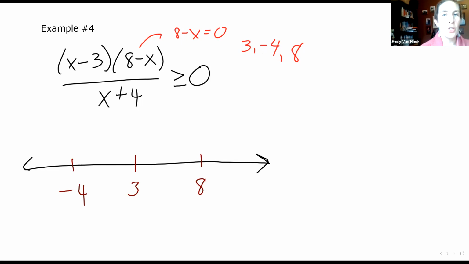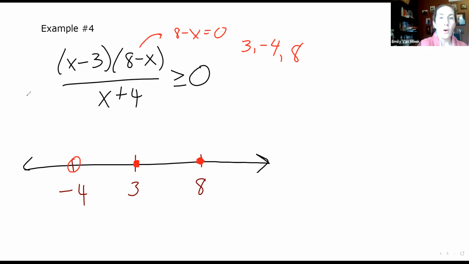The next thing I'm going to do is just make a note of whether we're including each boundary point or not. For the ones in the numerator, we will. So I'm going to just draw some closed circles here. That will indicate that we need square brackets when we do our solution set. But with the x plus 4, the denominator cannot equal 0. So I'm going to leave that one open. Do not include anything that makes the denominator equal to 0.